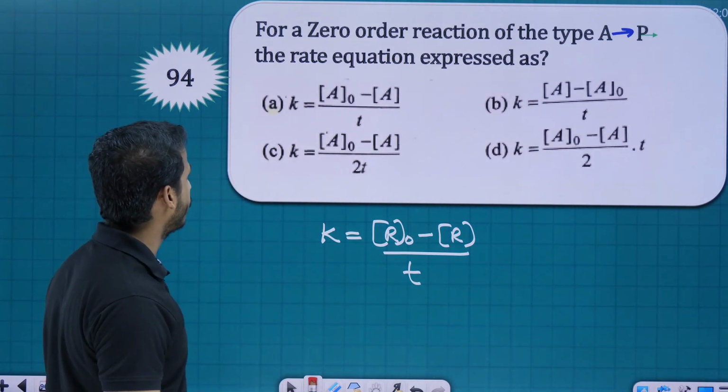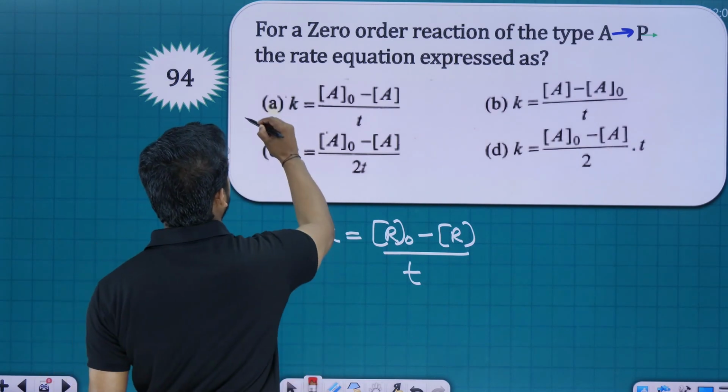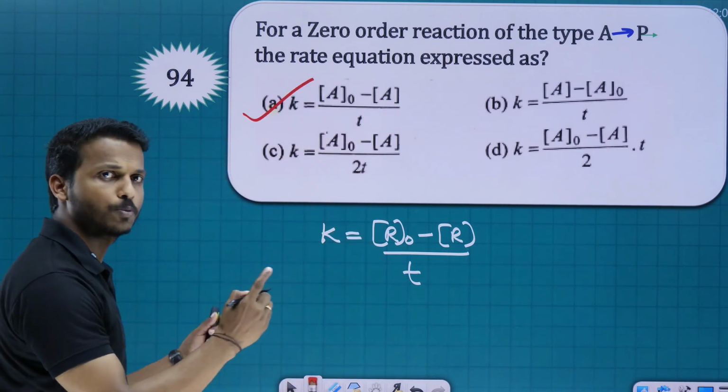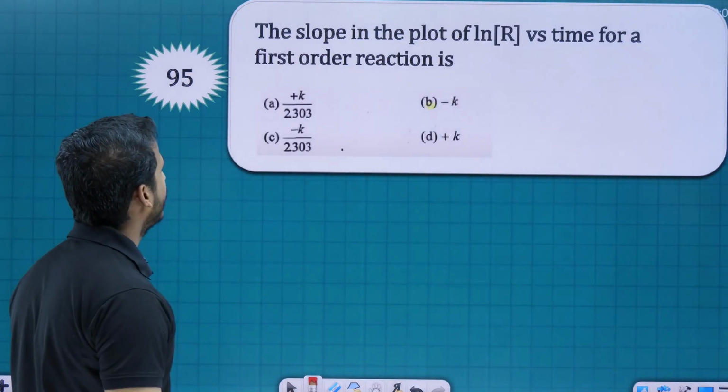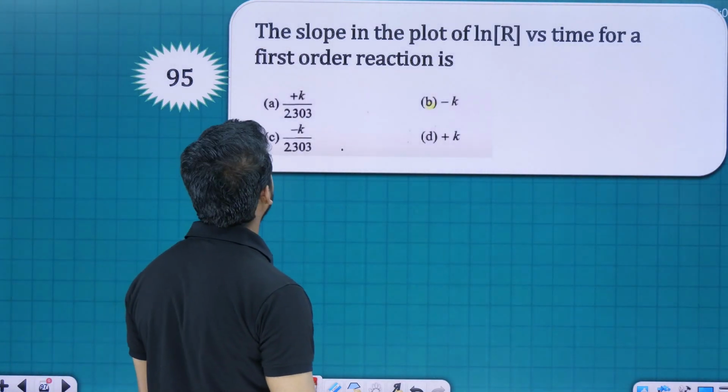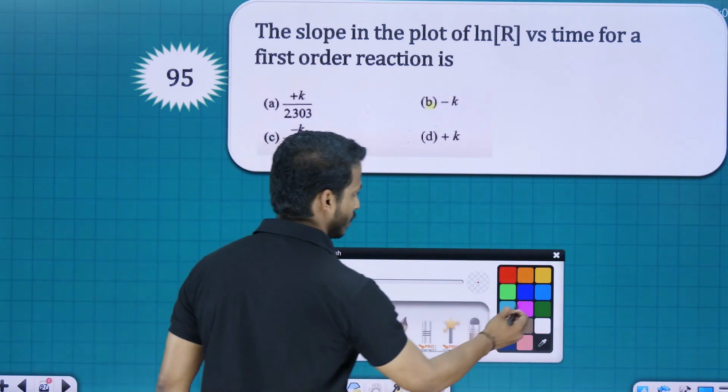So K equal to A naught minus A divided by T. Option A is the answer. The expression they were asking, right? Next one. The slope in the plot of ln R versus time for a first order reaction is.